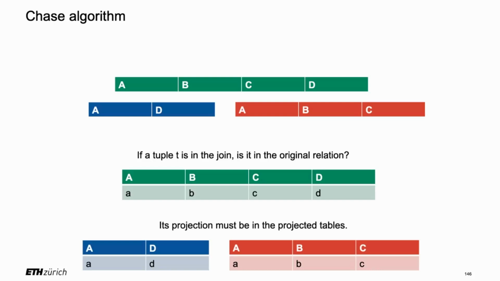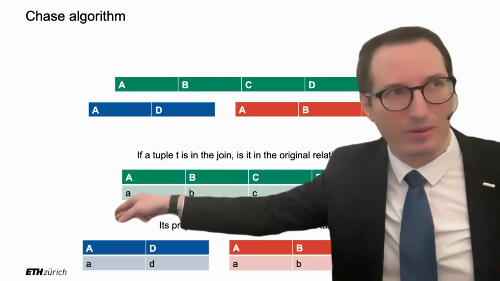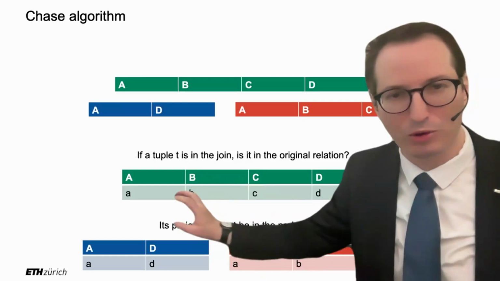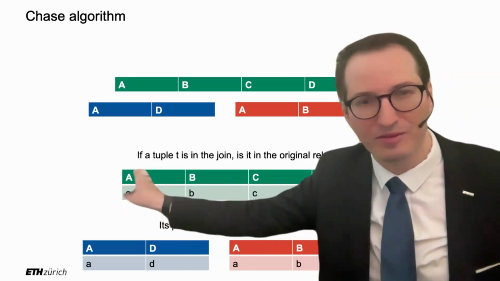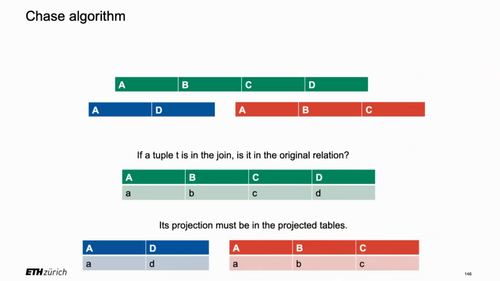All right. So it means that now I have two tuples, AD and ABC, that are in the projected tables. By the way, the ABCD that I put in there is part of the Chase algorithm. Typically, you use letters. You can use any symbol you want, but these are basically variables. You give it the name A, the name B, the name C, the name D, right? And you want to prove that it's in the original table. So now, the projection must be in the projected tables.